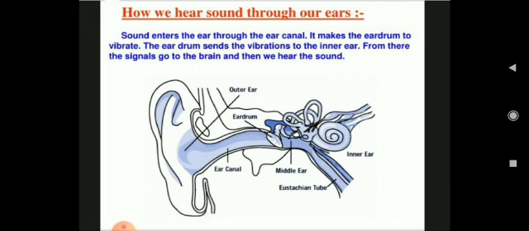Now we'll talk about how we hear through our ears. See students, how do we hear through our ears? We hear with the help of our ears, right?